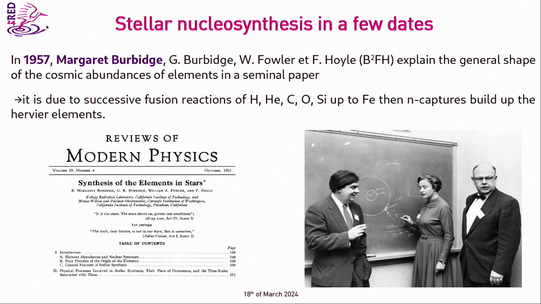And so this paper has been cited, I don't know how many thousand times. If you go to the ADS, you will see it. And it explains the general shape of the cosmic abundance that we saw. They propose all the successive reactions and also the neutron capture reactions to explain not the heavier, but the heavier elements. So let's go to these nuclear reactions a bit quickly.